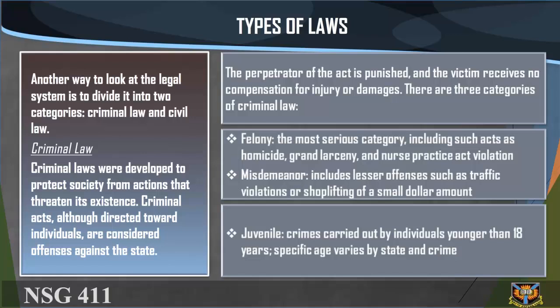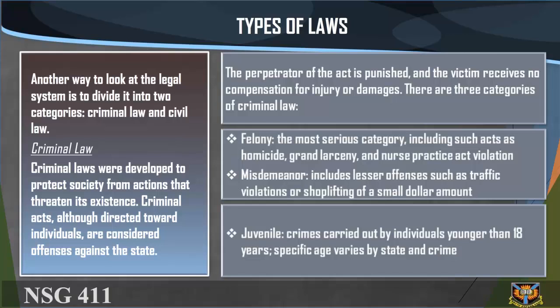Types of laws. Another way to look at the legal system is to divide it into two categories: criminal law and civil law. Criminal law. Criminal laws were developed to protect society from actions that threaten its existence. Criminal acts, although directed toward individuals, are considered offenses against the state. The perpetrator of the act is punished, and the victim receives no compensation for injury or damages.